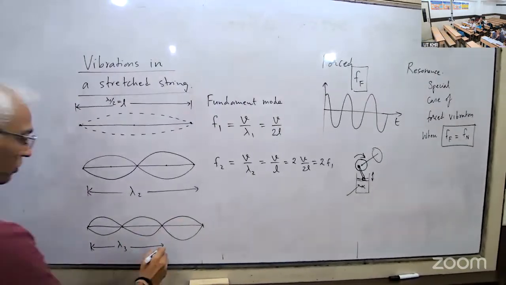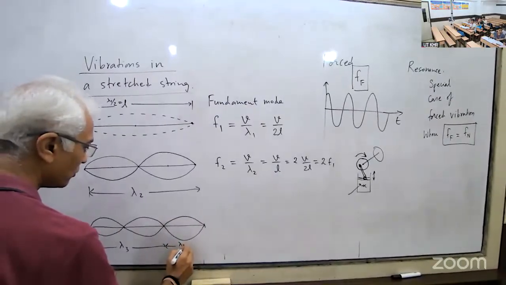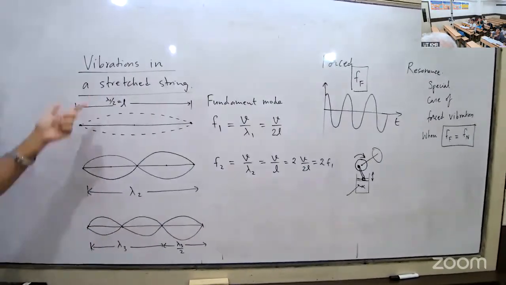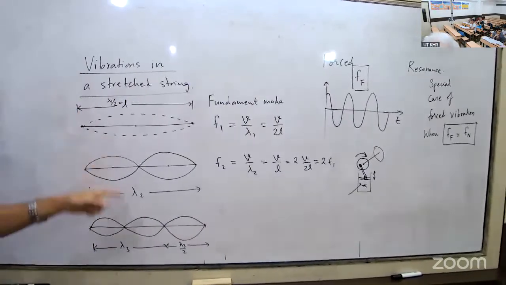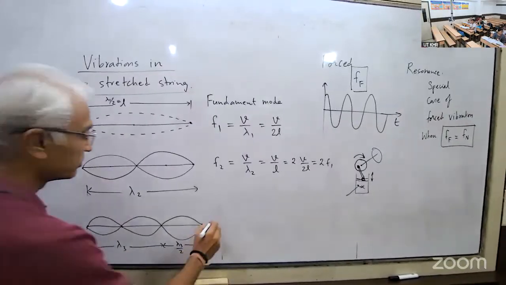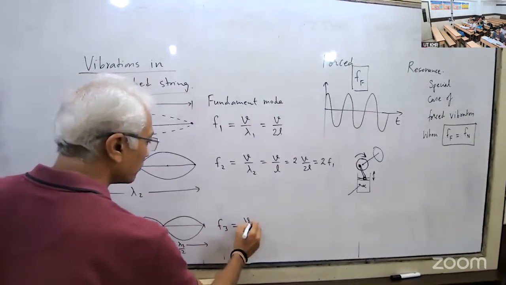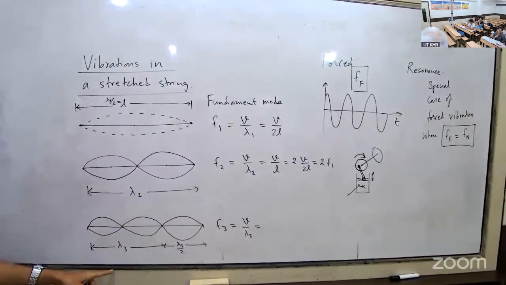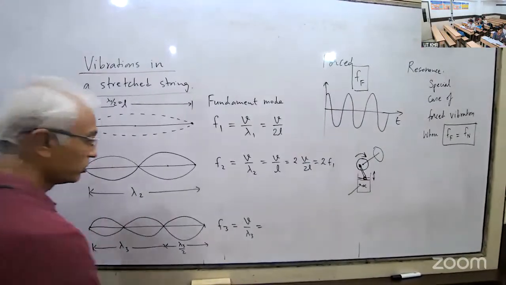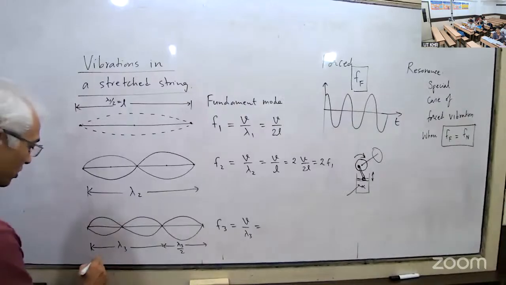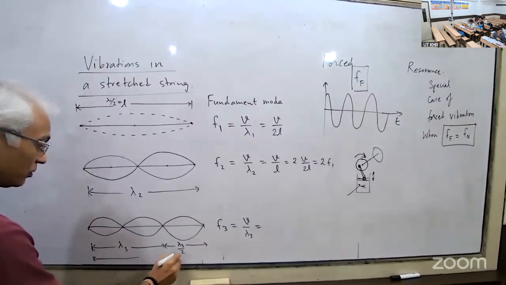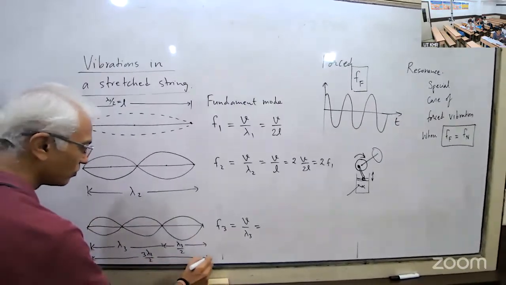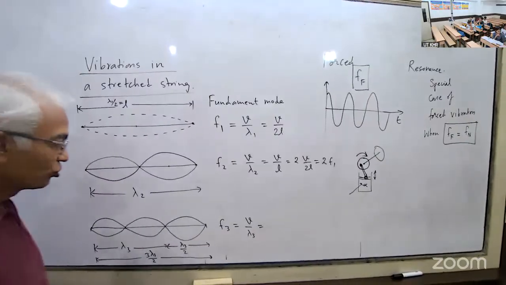What is the total length now? So in each case, the length of the string and the wavelength is related. So what is F3 now? So what is this total distance? This is... so it is 2 by 3.